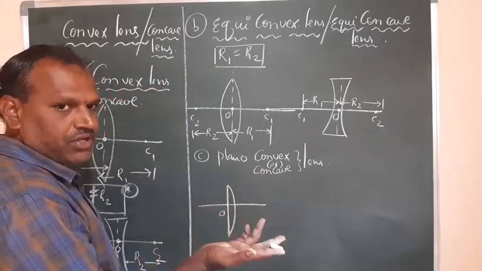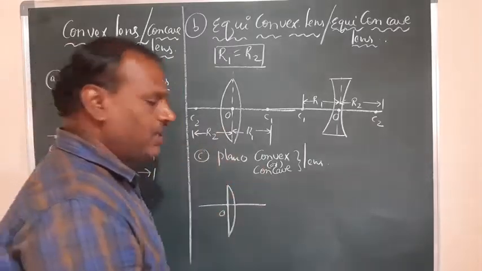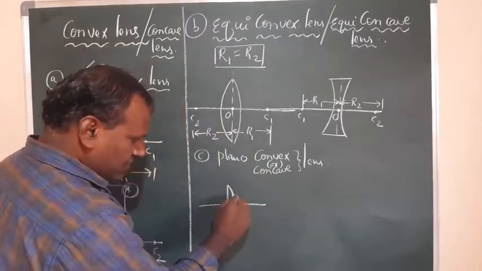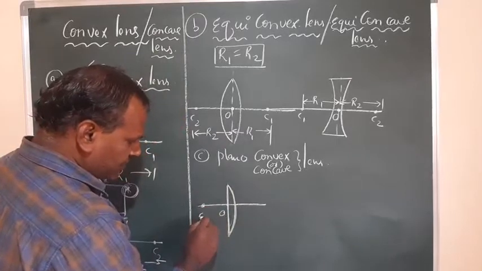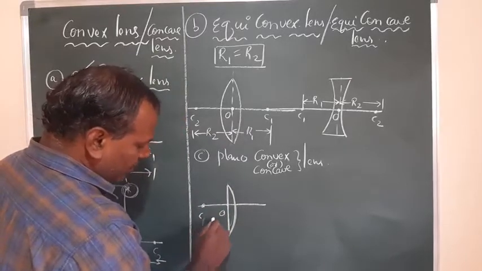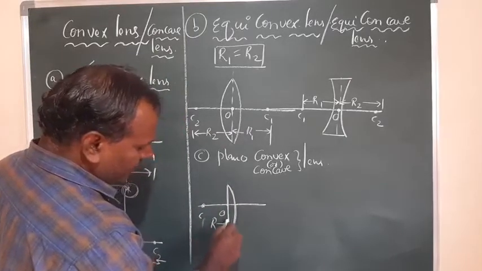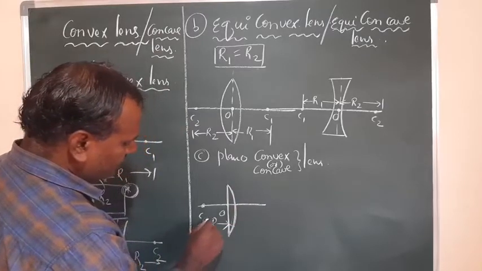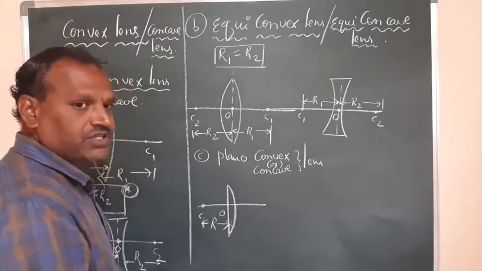We cannot say no. It is infinity, it is undefined. But for this, it is existing. This is a curve. On this side, the center of curvature is there, C1 or C only. From here to here, the radius is there, which I am representing by R itself. Radius of curvature. For this, the radius of curvature is infinity.